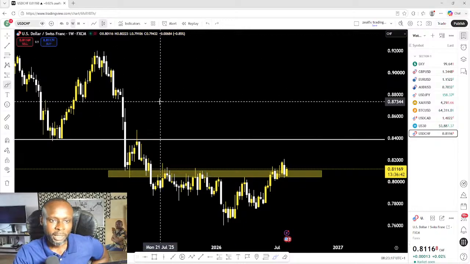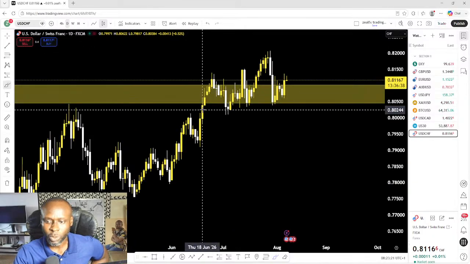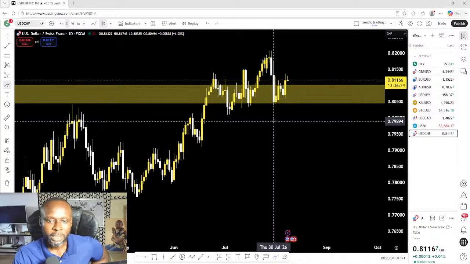So let's look at the daily time frame. If you have been following my analysis since last week, you'll notice that the only pair I'm trading is the USD CHF, and it has been in good profit for us. So let's look at the daily time frame structure.